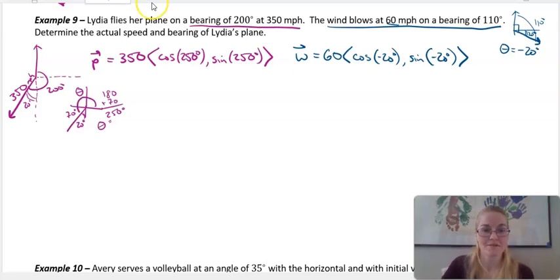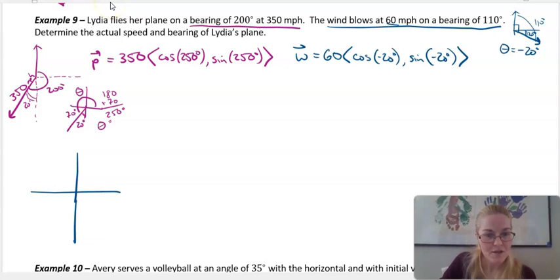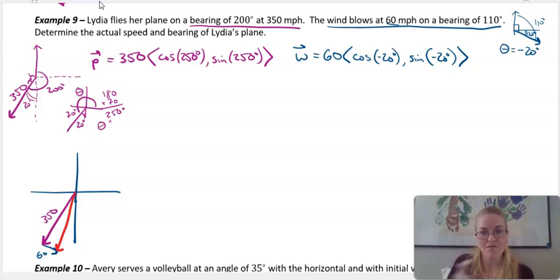Alrighty, so determine the actual speed and bearing of Lydia's plane. So what is happening? Let's draw another picture. So we'll just draw our whole big axes here. So Lydia is flying her plane this way, but the wind is blowing this way, right, at a much smaller magnitude. So if this is 60 magnitude, this is 350. And so what you have is the resultant, right? This wind is pushing the plane off course.